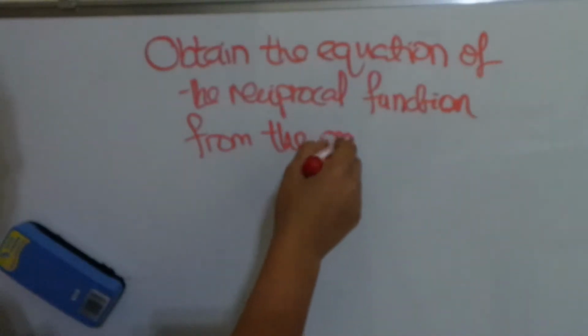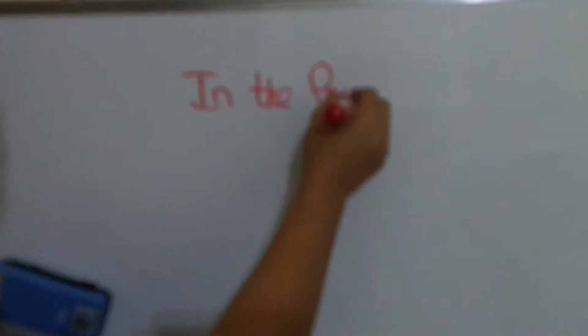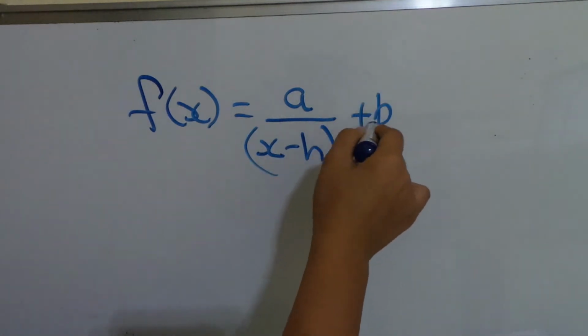Obtain the equation of the reciprocal function from the provided graph, in the form of f(x) = a/(x - h) + k.